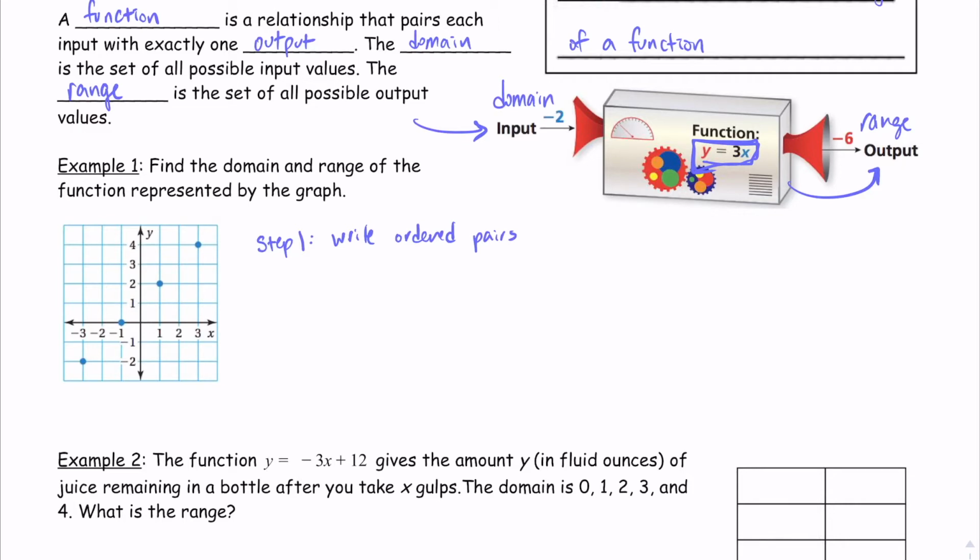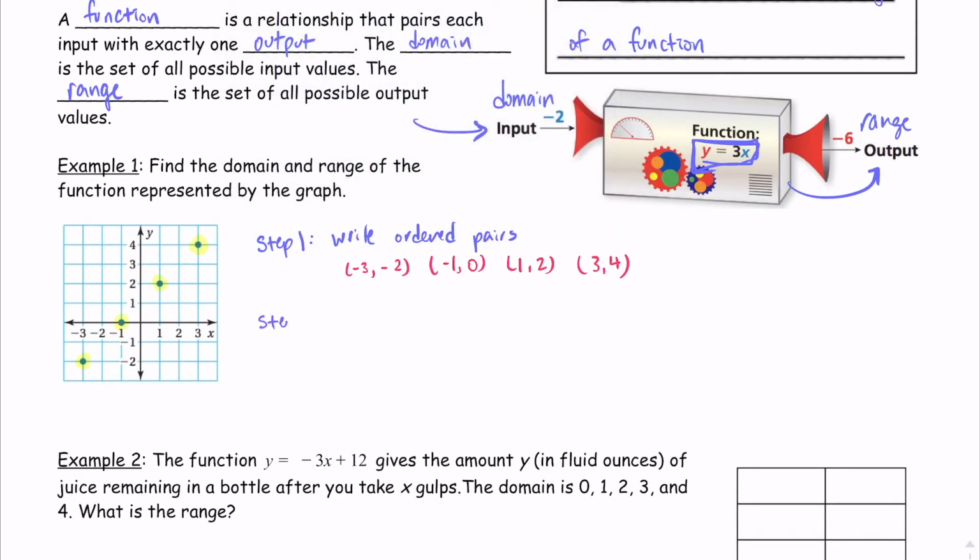So let's take a look. I have 1, 2, 3, 4 ordered pairs here. So let's write that down. It looks like the one on the very far left is (-3, -2). Next one is (-1, 0). I have 1, 2, and I have 3, 4. So that's step 1.